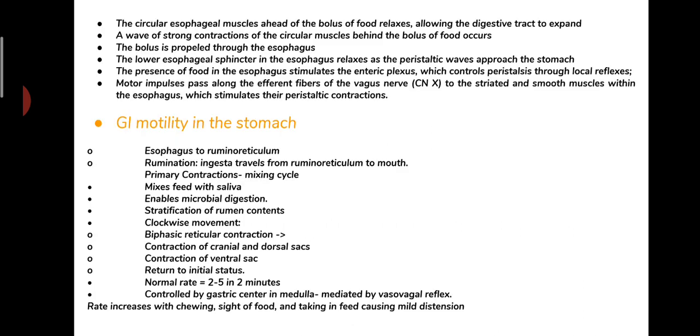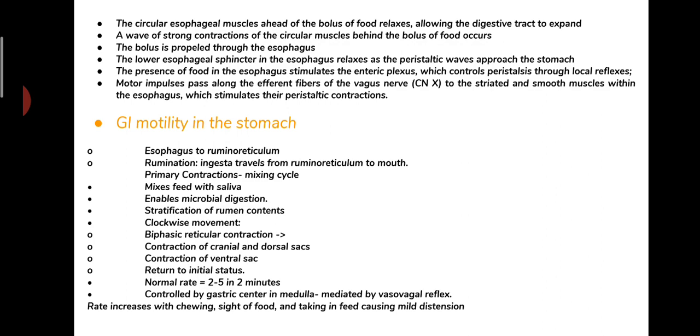Esophageal phase. Muscular contractions, collectively called peristalsis, occur in the wall of the esophagus. The circular esophageal muscle ahead of the bolus of food relaxes, allowing the digestive tract to expand. A wave of strong contraction of the circular muscle behind the bolus of food occurs. The bolus is propelled through the esophagus. The lower esophageal sphincter relaxes as the peristaltic waves approach the stomach. The presence of food in the esophagus stimulates the enteric plexus, which controls peristalsis through local reflexes.